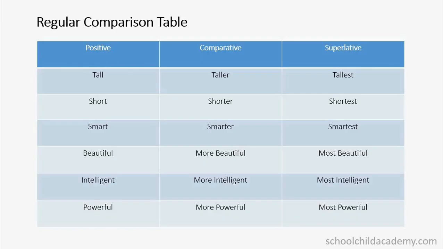We have the positive, the comparative, and the superlative. Tall becomes taller, and then tallest. Short, shorter, shortest. Smart, smarter, smartest. Beautiful, more beautiful, and most beautiful. Intelligent, more intelligent, most intelligent. Powerful, more powerful, most powerful.